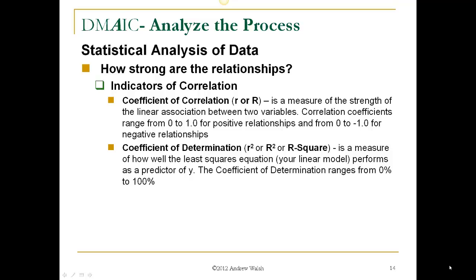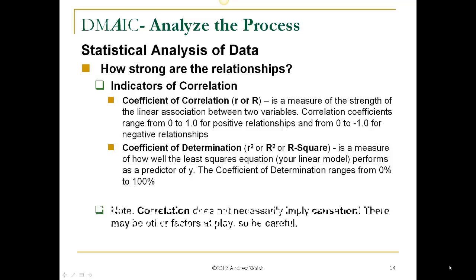Then there's the coefficient of determination, R square or large R square, or just written out as R square. This is a measure of how well the least squares equation from your linear model performs as a predictor of the y's. The coefficient of determination ranges from 0% to 100%. So this value tells you how well your model predicts the outputs. Now note, correlation does not necessarily imply causation. There may be other factors at play, so be very careful of not confusing those two.